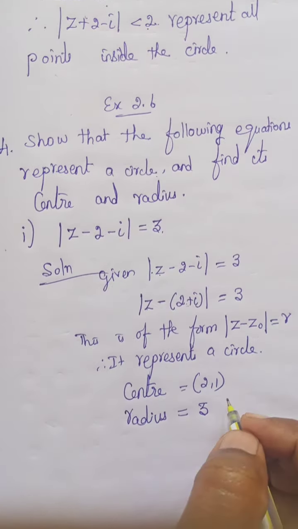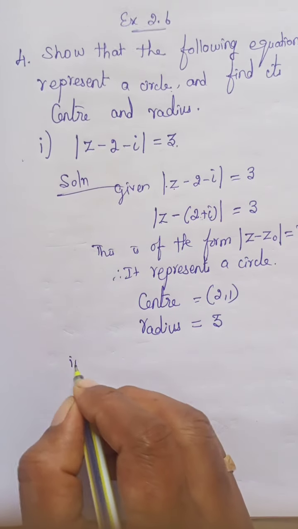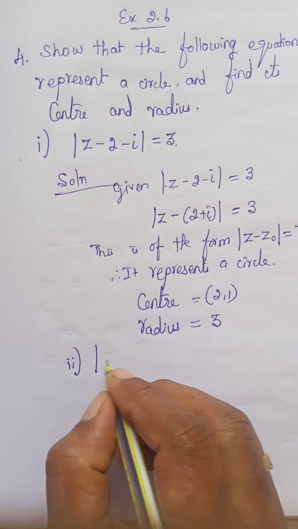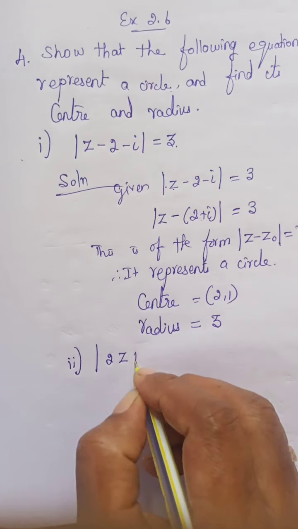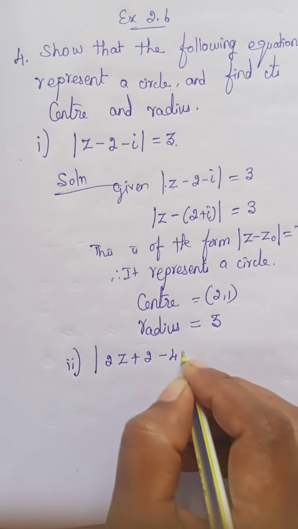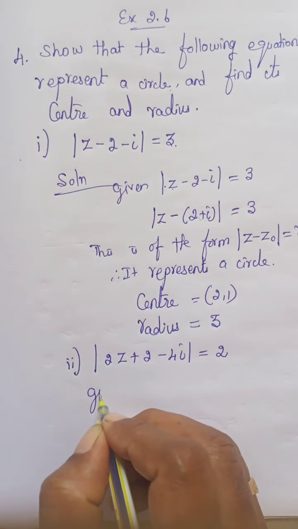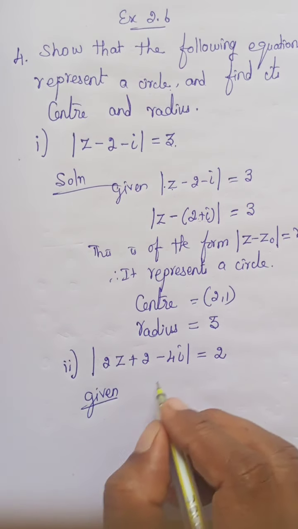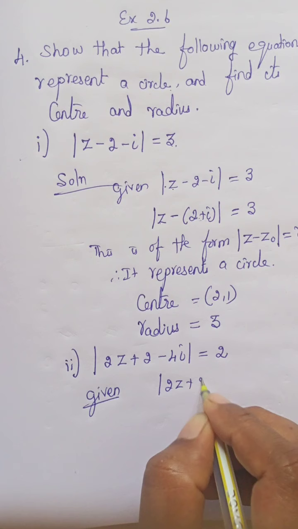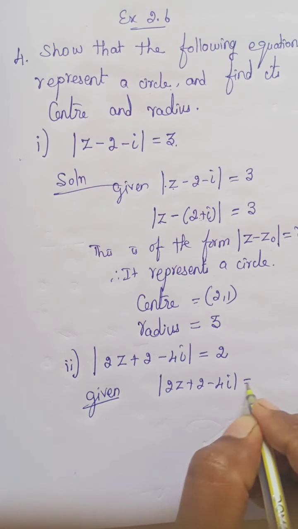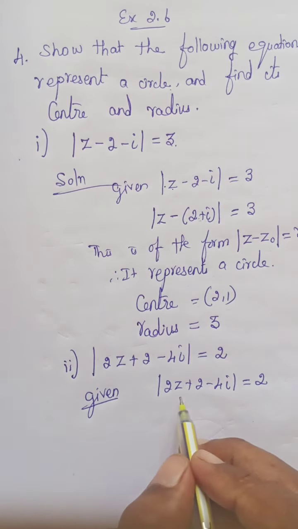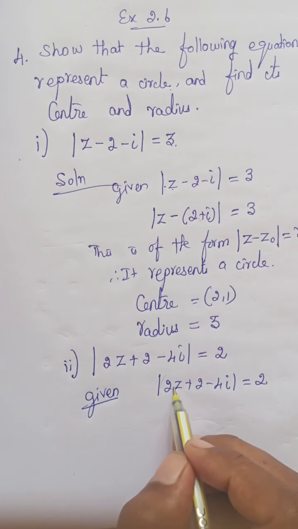And the radius is equal to 3. Is that clear? Now, the second subdivision is modulus 2z plus 2 minus 4i is equal to 2. So, given modulus 2z plus 2 minus 4i is equal to 2. So, here when we check, the coefficient is 2, isn't it?